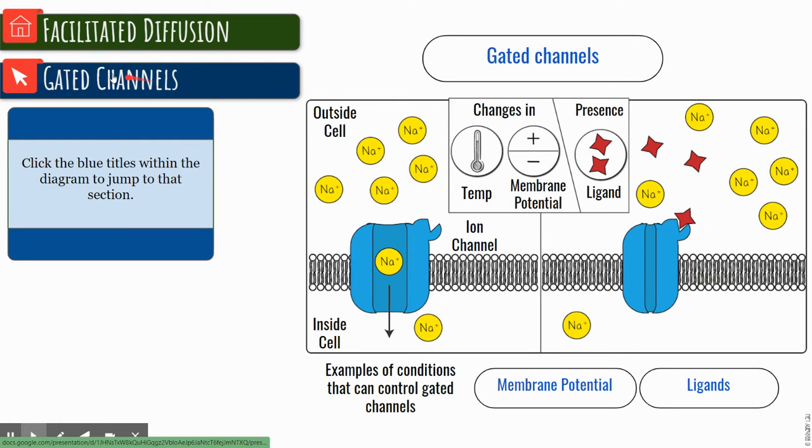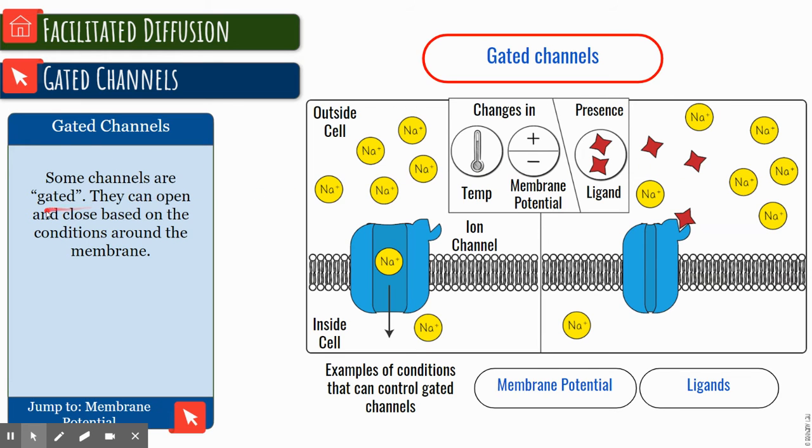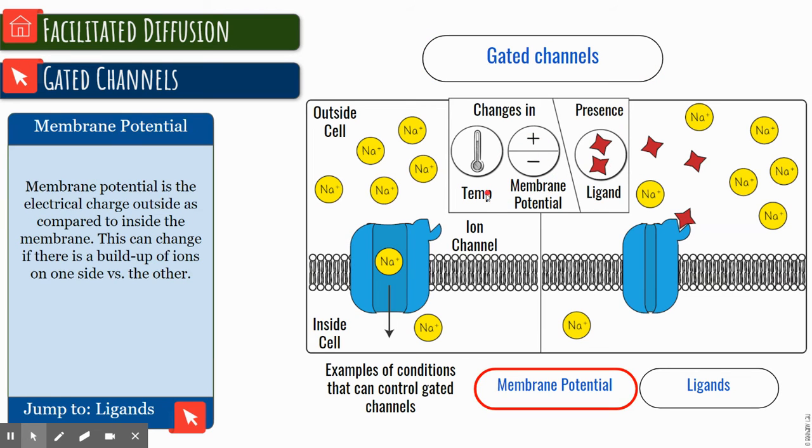Okay, let's talk about these things called gated channels. Now, the difference is that the gate can be open or closed, and it almost has like a lock to it. So some channels that are gated, they can open and close based on the conditions around the membrane. They can change based on the temperature, membrane potential, or the presence of a ligand.